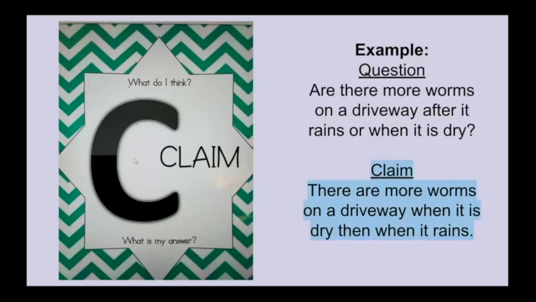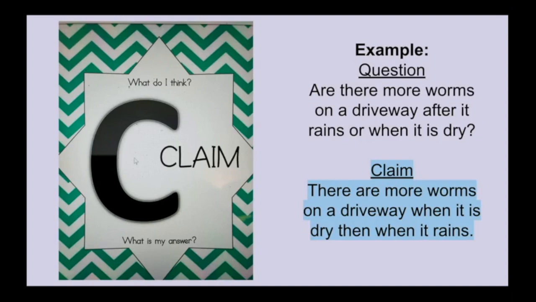So your claim always starts after you hear a question. So here's an example. Are there more worms on a driveway after it rains or when it is dry? So when you write your claim, you have to try to answer that question. But when you're answering that question, you have to make sure you restate the question in your claim so that we know what we're talking about. We don't want to just say when it's dry, because we don't know what that means. So this is the claim that I came up with. There are more worms on a driveway when it is dry than when it rains.